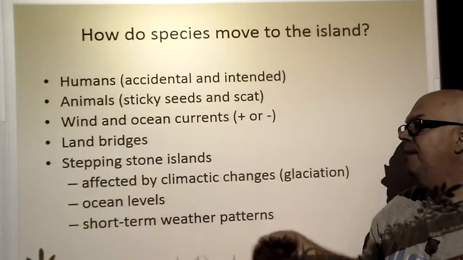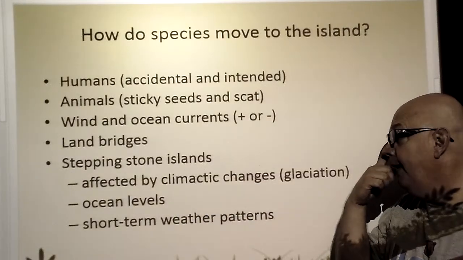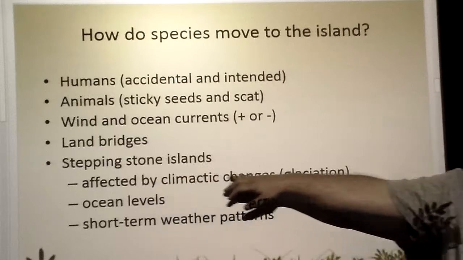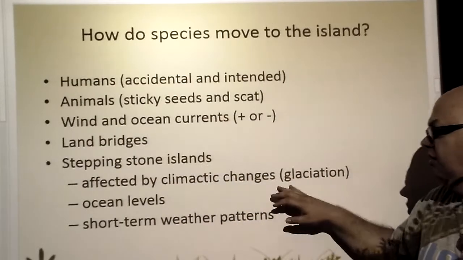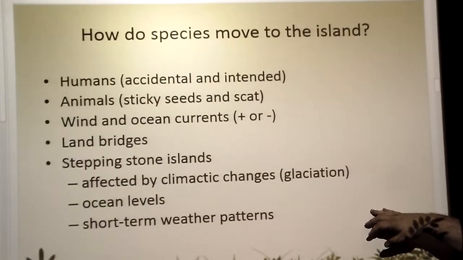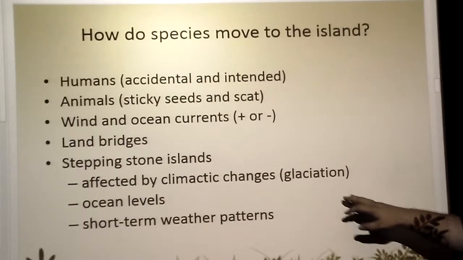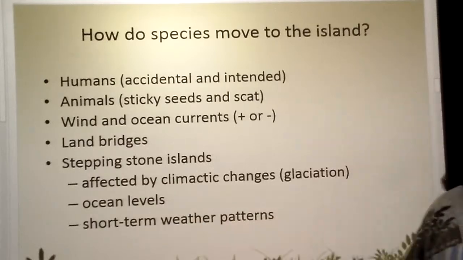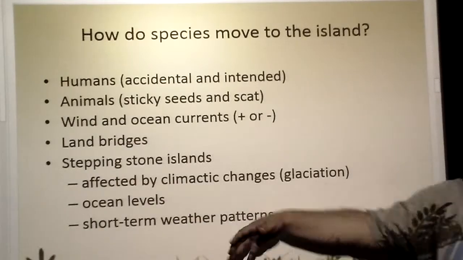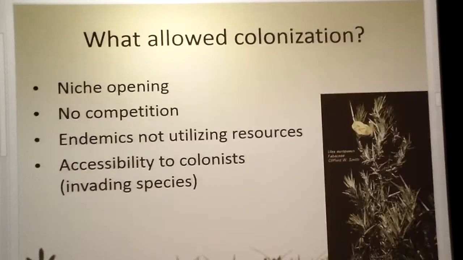So we can talk about stepping stone islands, okay? And what's happening there? Well, some of them can be affected by climatic changes like glaciation. Think about the Ice Age coming in, glaciers. That's what we mean by glaciation. Ocean levels, short-term weather patterns. All those things affect, okay?